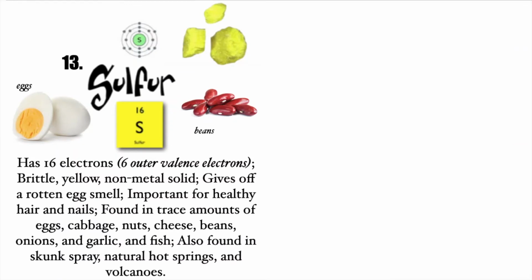Now here we have sulfur, which is S. Sulfur gives off a rotten egg smell. It is found in eggs, beans, nuts, cheese, cabbage, garlic, and many types of fish. It can also be found in skunk spray. The skunk spray can give off that smell. Natural hot springs or volcanoes will give off this sulfur smell as well.